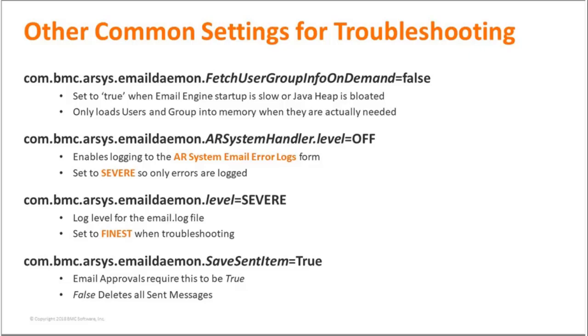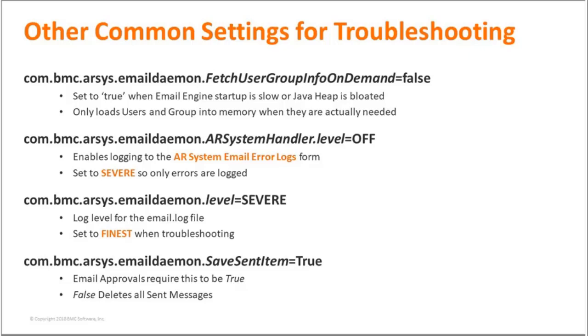The emaildaemon.level is what sets the log level into the email.log file, which we'll use a lot. By default, this is set to severe, but when you're troubleshooting, you're often going to set it to finest. And the last one we'll look at as a common setting is the save sent item is true. I say it's common. Customers that have performance issues often consider setting this.